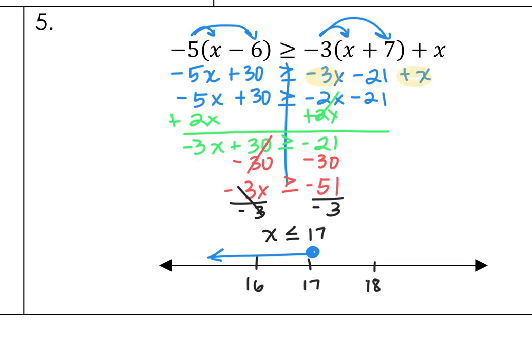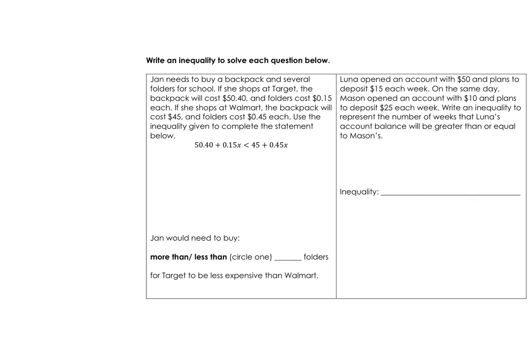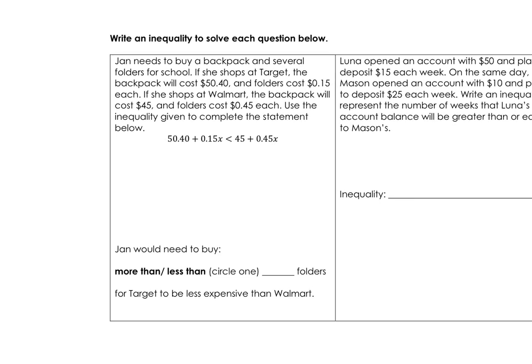All right, we're going to go ahead and go on to the second page. So we've got now some application problems. Starting with number 1, it says, Jan needs to buy a backpack and several folders for school. If she shops at Target, the backpack will cost $50.40 and folders cost 15 cents each. If she shops at Walmart, the backpack will cost $45 and folders cost 45 cents each. Use the inequality given to complete the statement below.